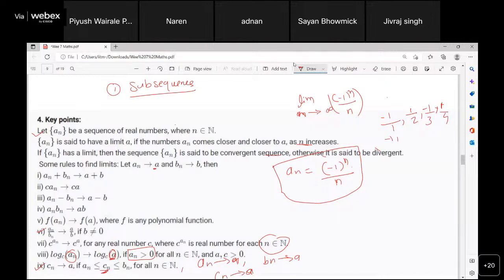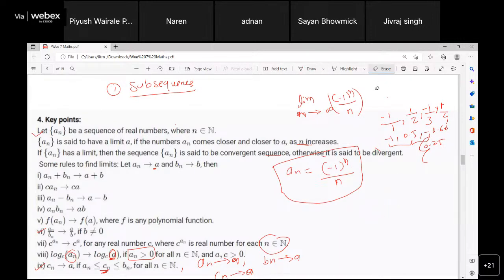Here I am getting minus 1, here 0.5, here minus 0.66, here 0.25. So it goes negative to positive, positive to negative, again negative to positive, again negative. So at what point is it converging? If you are saying it is convergent, at what point will it converge? 0. So if n equals 100, it will be 1 by 100, right?